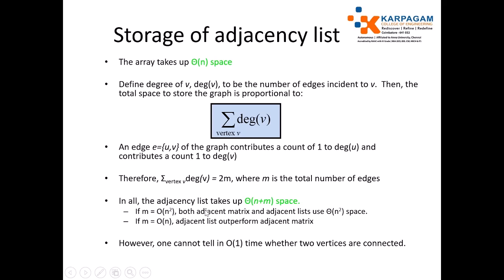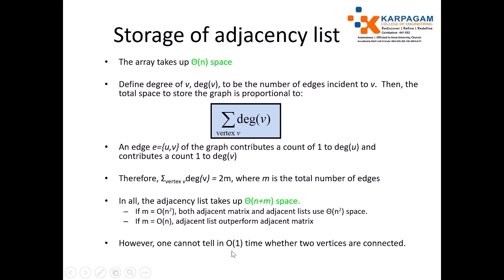An adjacency list takes up order of n plus m space. If m is order of n square, both the adjacency matrix and the adjacency list use order of n square space. If m is order of n, the adjacency list outperforms the adjacency matrix. It means that if you have a sparse graph, use an adjacency list. If you have a dense graph, use an adjacency matrix.